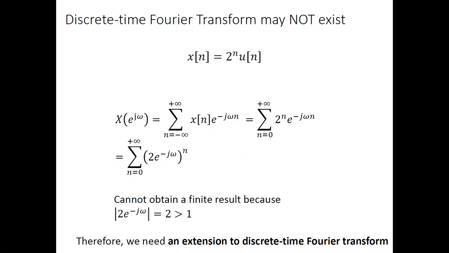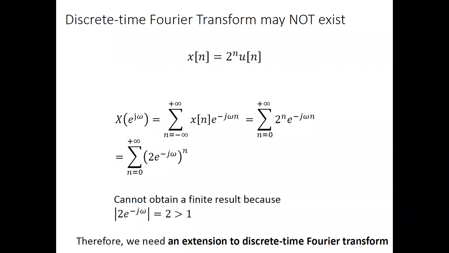So we found it difficult to obtain a finite result because for this, which is the summation of a series of common ratio, we can only get a finite result when the common ratio has a magnitude that's less than 1. But in this case, the common ratio 2 times e to the minus j omega has magnitude 2, which is larger than 1. So this series of common ratio itself ramps up to infinity as n goes to infinity. And the infinite sum also goes to infinity. There is no finite result. Therefore, the discrete time Fourier transform in this case, we say that it does not exist or it does not converge.